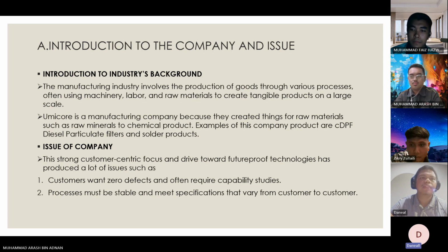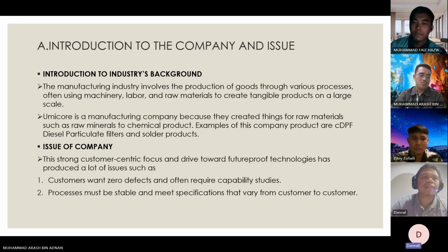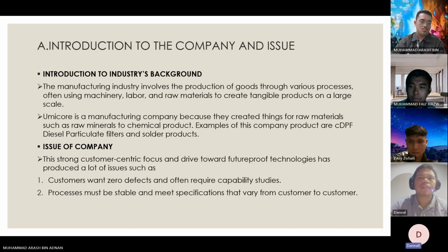Example, the manufacturing industry involves the production of goods through various processes, often using machinery, labor, and raw material to create tangible products on a large scale. Umicore is a manufacturing company because they are creating products from raw material such as raw mineral to chemical product. Examples of this company's products are CDPF, diesel particle filter, and solder product.